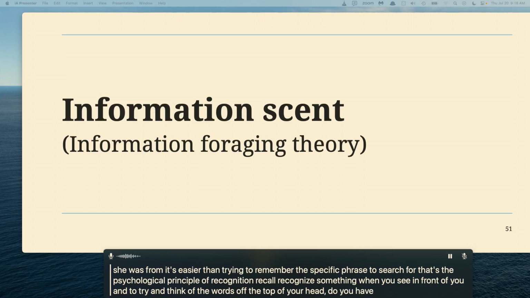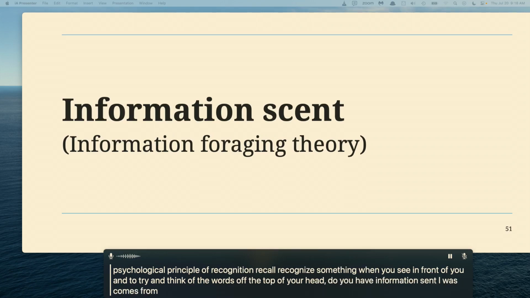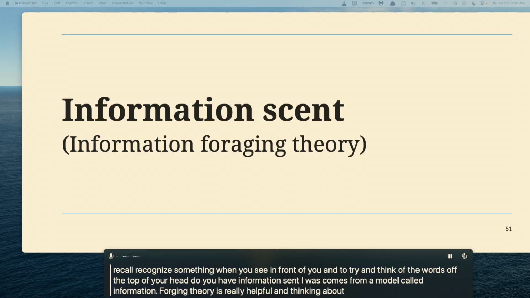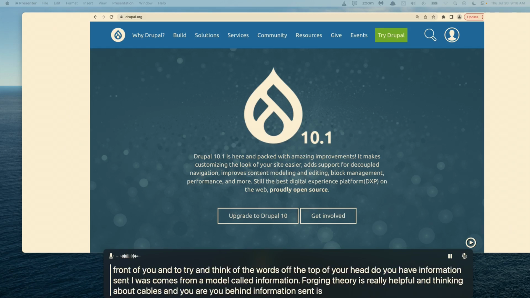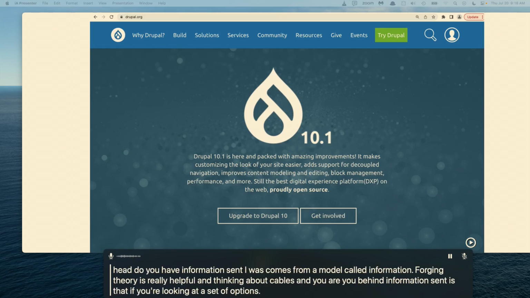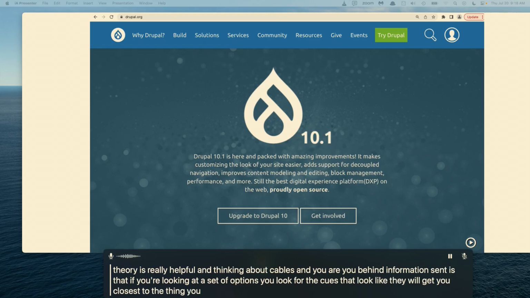The idea of information scent, which comes from a model called information foraging theory, is really helpful in thinking about labels in a UI. The idea behind information scent is that if you're looking at a set of options, you look for the cues that look like they will get you closest to the thing you actually need.